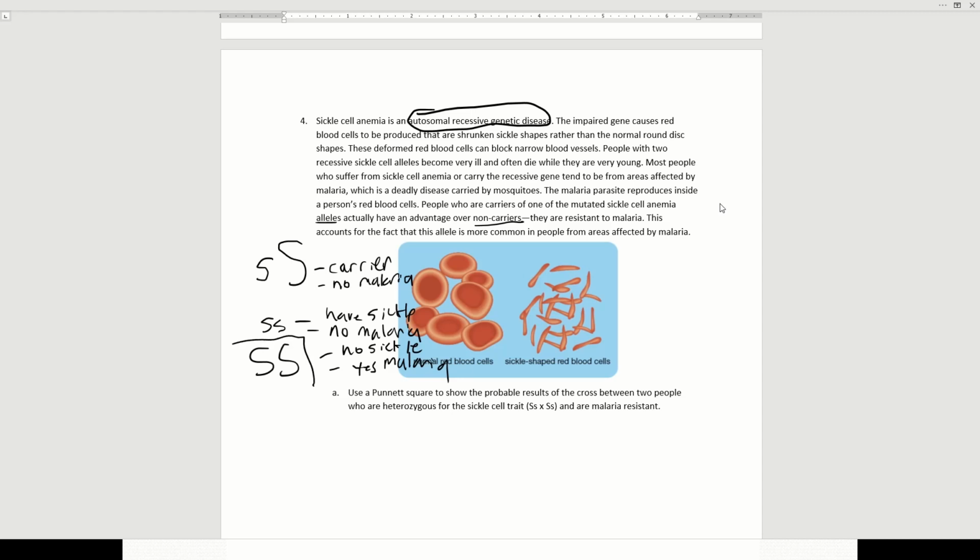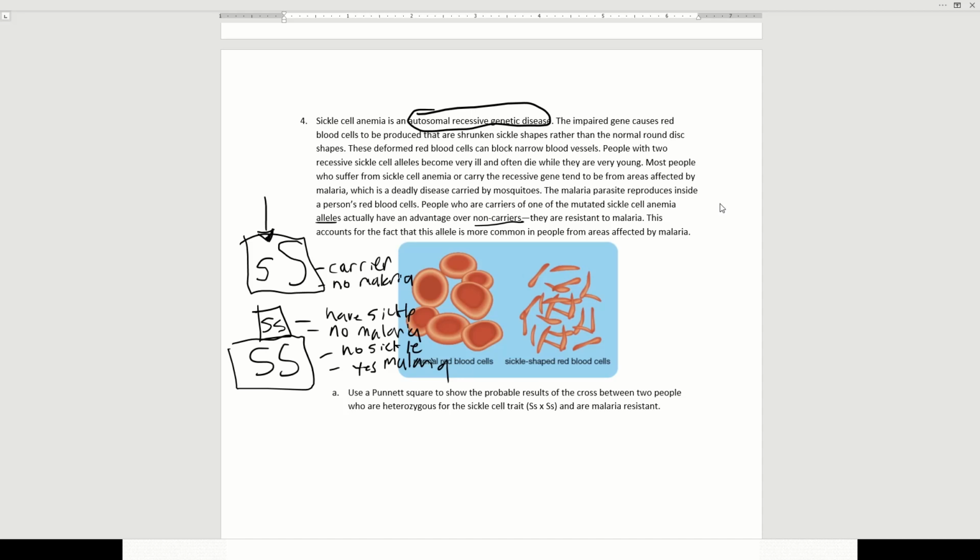Because these people here will probably die of malaria. These people here might die of sickle cell, right? These people here, they don't get malaria and they won't die of sickle cell, but they pass it on to their children, so that's bad, if they pass both of the genes on. But this is like the perfect possible scenario for people who live in areas affected by malaria.